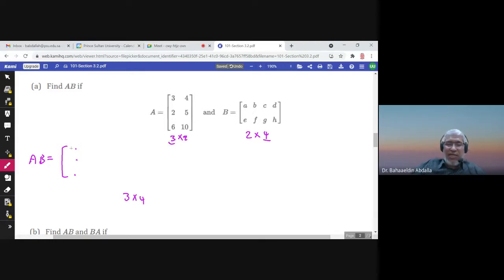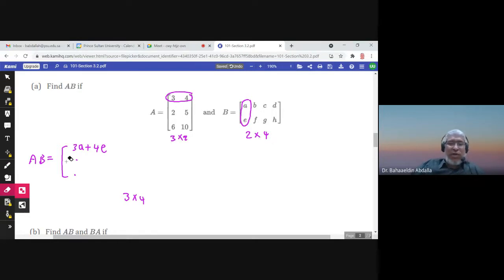To obtain this number, where is this number? The first number, where is it? It is in the first row, first column. So I take the first row of A and multiply by the first column of B. So what is the answer? The answer would be 3 times A plus 4 times E. So this would be the first entry of this matrix.